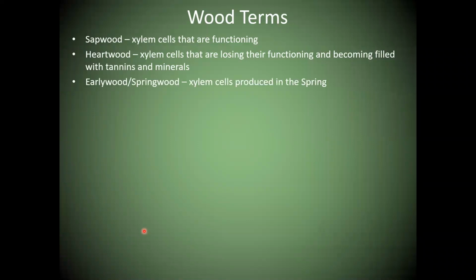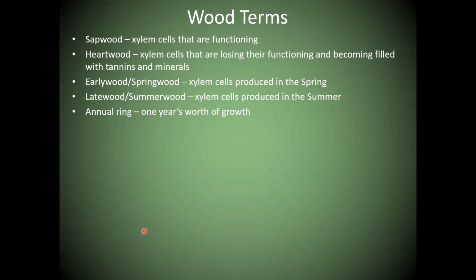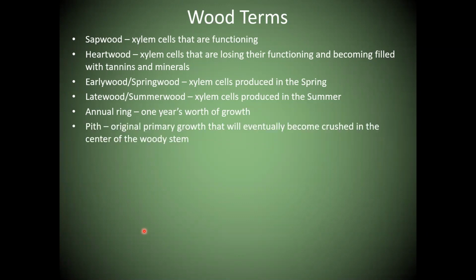The springwood, also known as earlywood, are the xylem cells that are produced in spring, and the latewood are the xylem cells produced later in the summer, and you already know which one is thicker, which one is larger. Annual rings are the collection of the springwood and the summerwood that happens within a particular year.